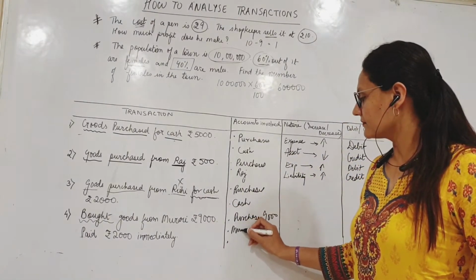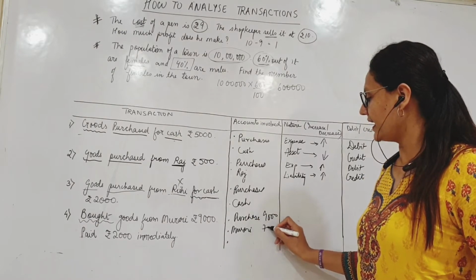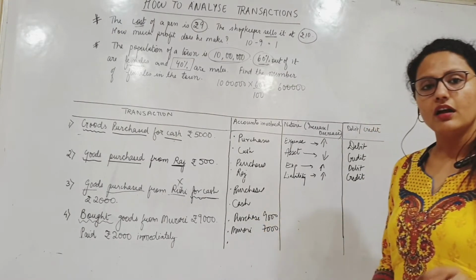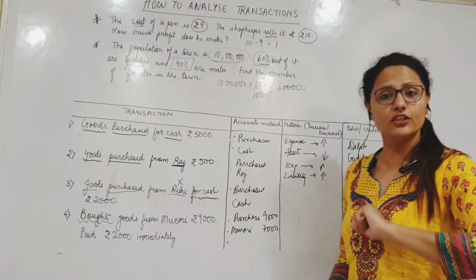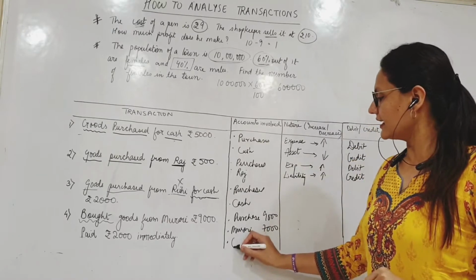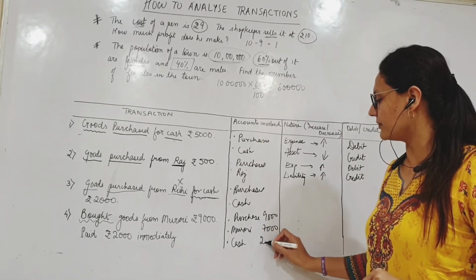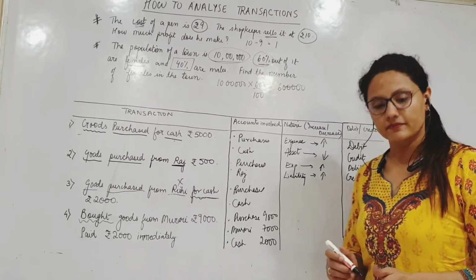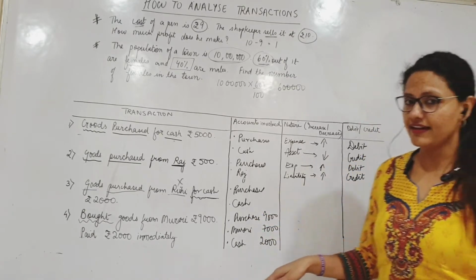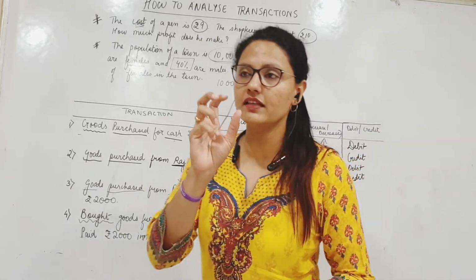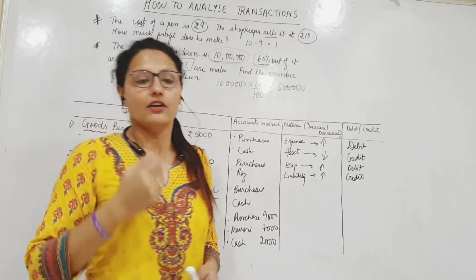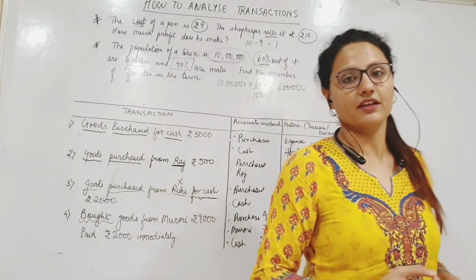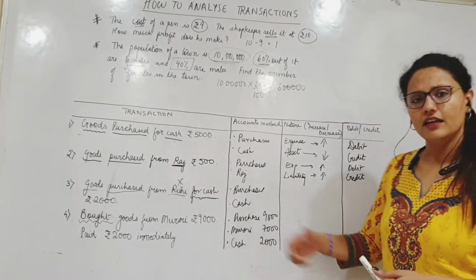Murari, I have to pay 7,000. Therefore I have incurred a liability of 7,000. And cash has reduced by how much? 2,000. So ये pertinent है कि कौन सा अकाउंट कितने अमाउंट से अफेक्ट हो रहा है, वो भी बहुत इंपॉर्टेंट है. राइट? लेट अस analyze this.